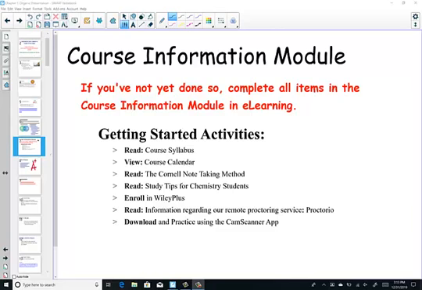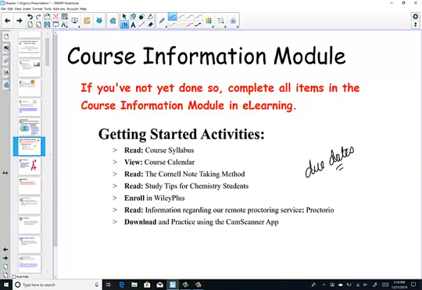This slide is reminding you, if you've not yet had a chance to go through the course information module, it is critically important to do so before starting Module 1. Remember to read through your course syllabus and view your course calendar, making note of all due dates. We're very firm with our due dates as we know that no late work is accepted. So just make sure that you're checking out all of those important due dates so you don't miss them.